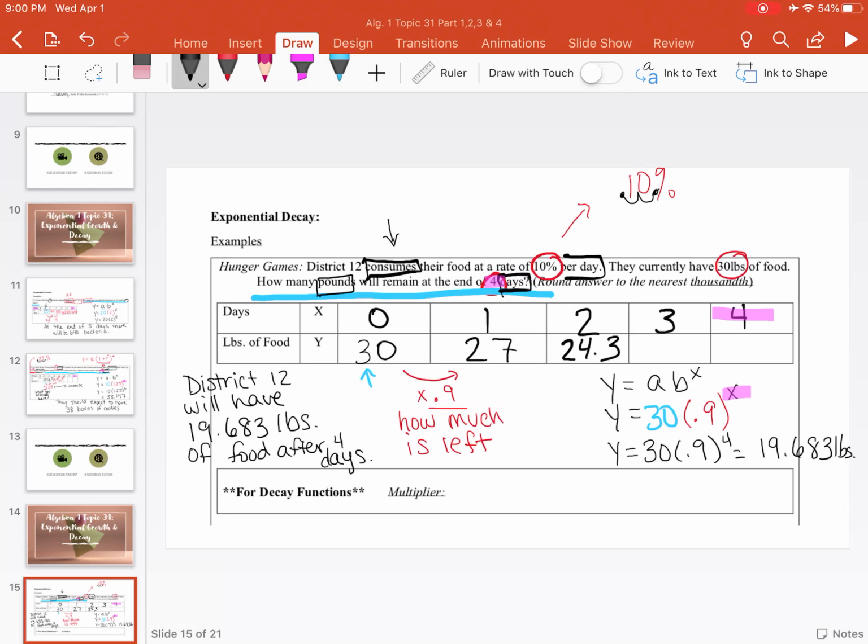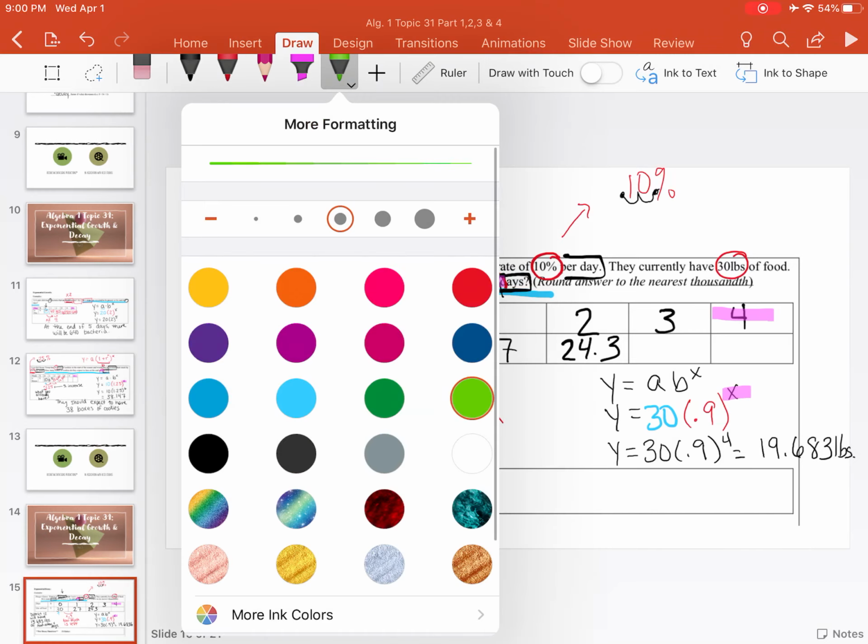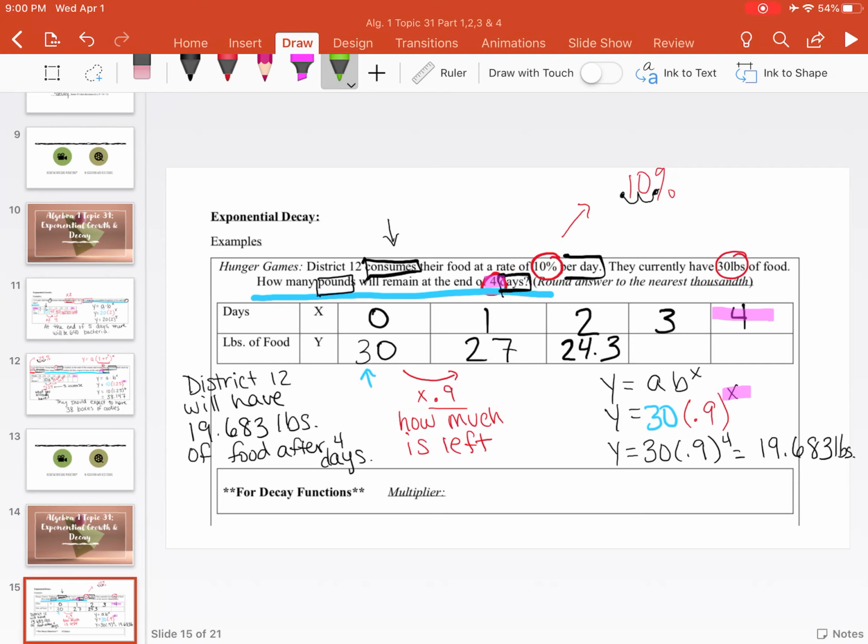Now, a key thing to note here is that our multiplier, specifically for decay functions, is where we take our whole, we subtract our percent loss or percent decrease, in this case it was 10%. And that's going to equal our leftover, or what remains.